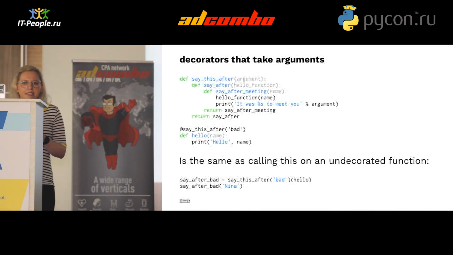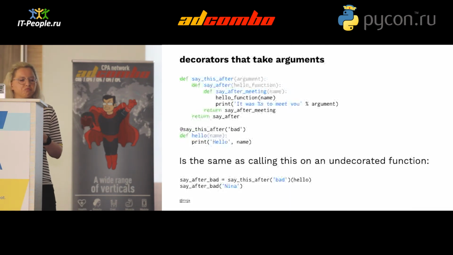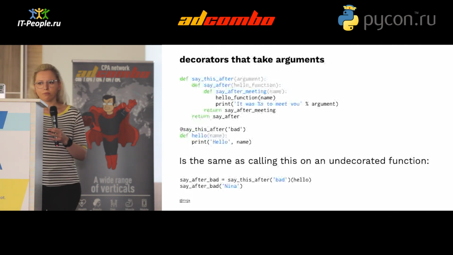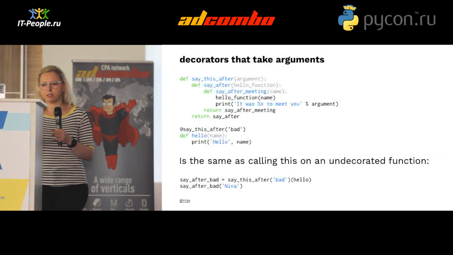So it's the same as calling this on an undecorated function. Let's say we kind of use that closure methodology. We say after bad is say this after. We pass in the argument bad, and then we pass in the argument of which function we want to use this on, as hello. Now when we call say after bad Nina, we would get the same result.